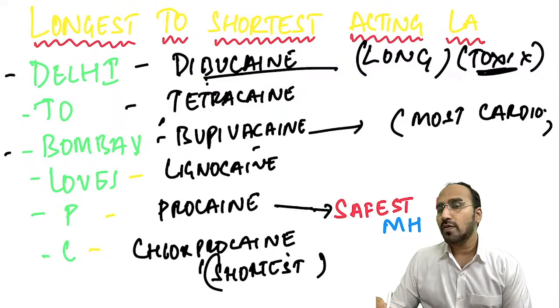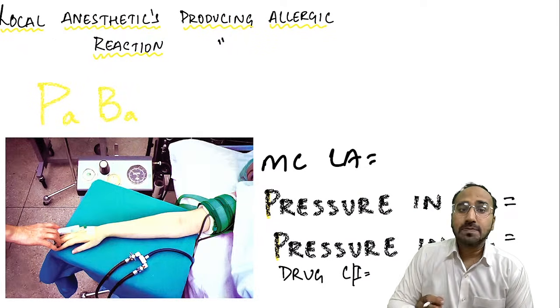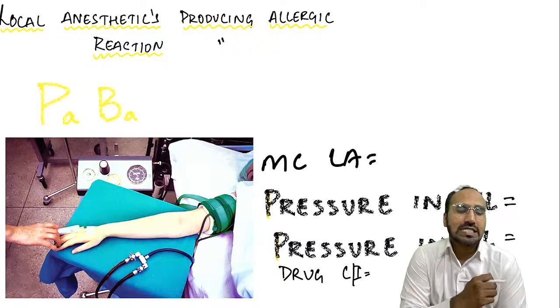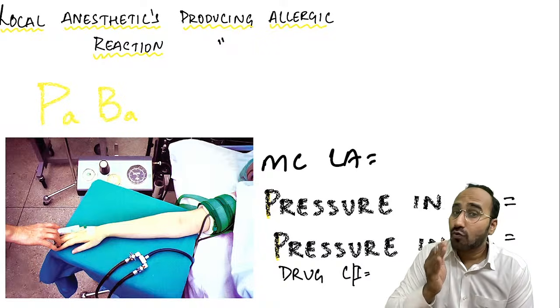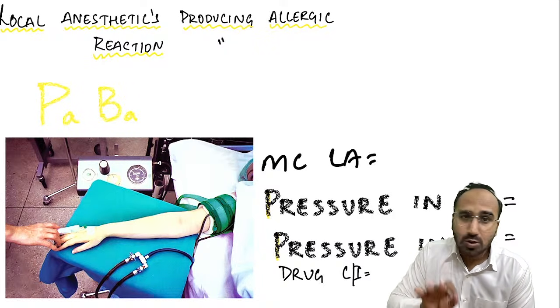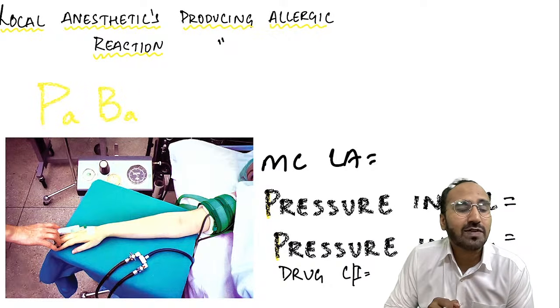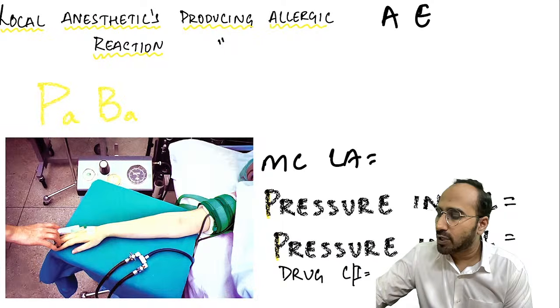Now guys, look over here. Whenever you are giving local anesthetics, sometimes after giving the local anesthetic the patient complains of itching or rashes. Remember, itching or rashes are nothing but an allergic reaction. Which local anesthetic will produce itching or rashes? I told you two classifications, amino ester or amino amide. Which of them will produce allergic reaction? Always remember, amino esters will produce allergic reaction.